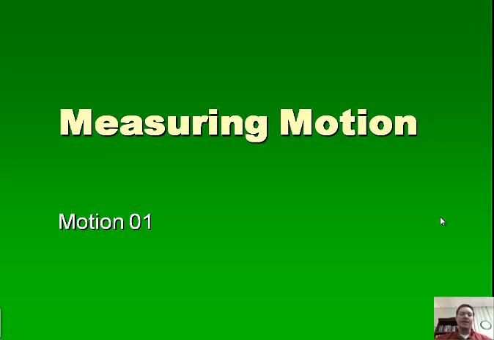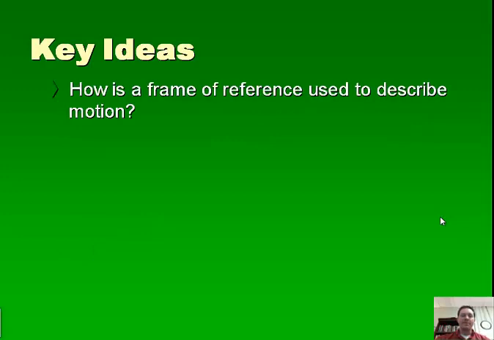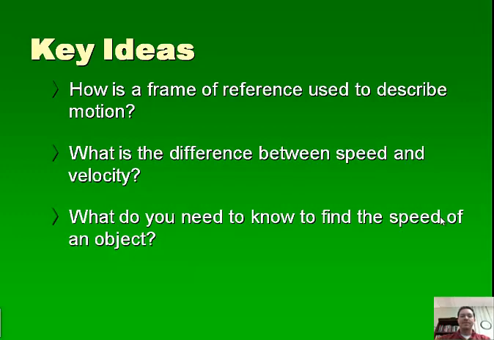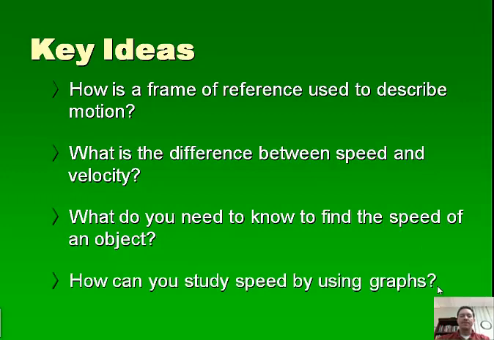This is going to be section 1 of our motion unit, and that is unit 5. Our key ideas for this unit: how is a frame of reference used to describe motion? What is the difference between speed and velocity? And what do you need to know to find the speed of an object? And how can you study speed by using graphs?